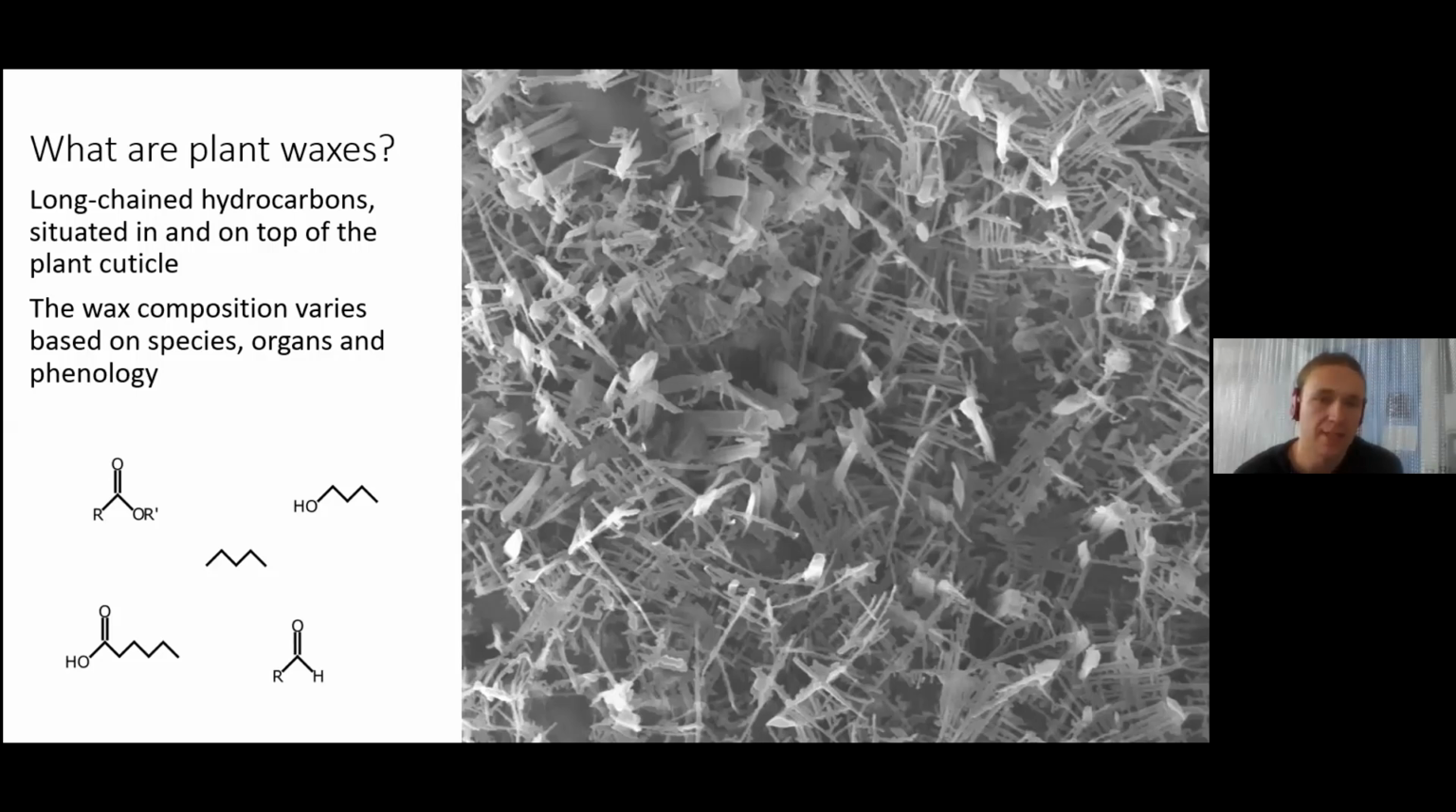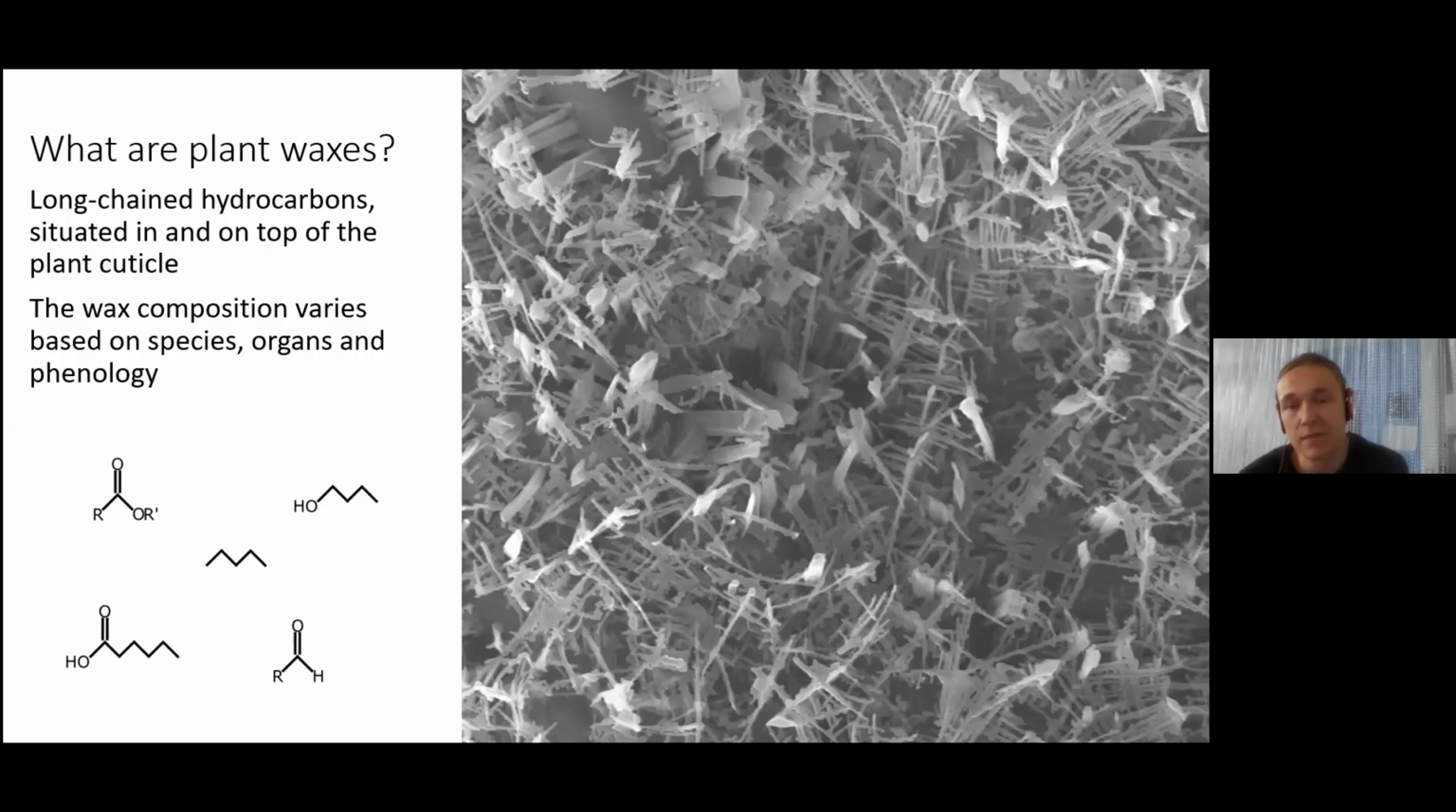So we're talking alkanes and alcohols and esters and so on and so forth. And they're within and on top of the plant cuticle. So they make up the very extremity of the plant in their interaction with the rest of the world. Their main role is preventing desiccation. So the plant cuticle was essential when the plants colonized the land hundreds of millions of years ago.